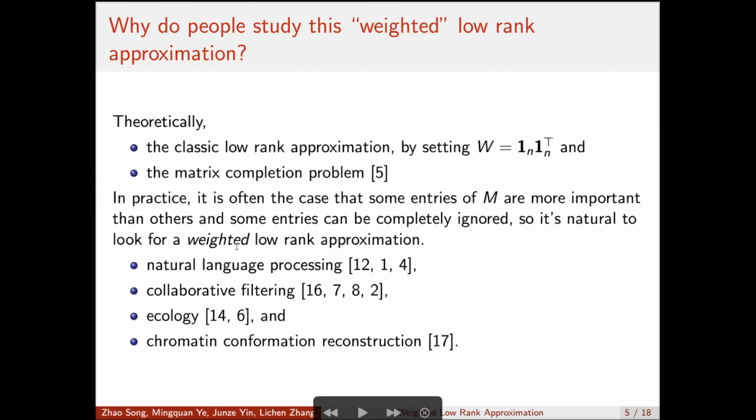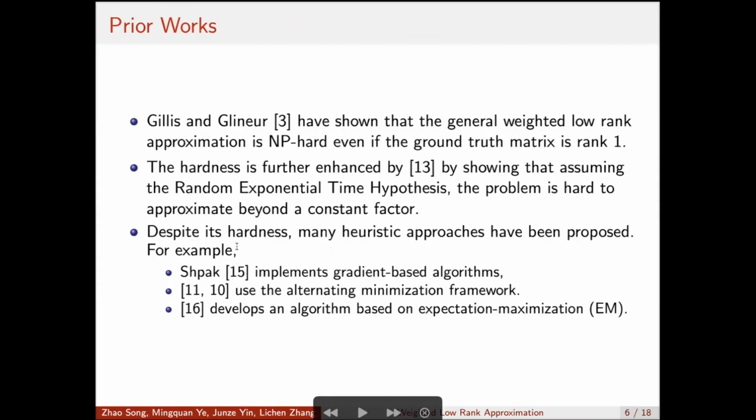And the matrix completion problem, observing a subset of entries of M, is equivalent to picking W as a Boolean matrix. In practice, it is often the case that some entries of M are more important than others, and some entries can be completely ignored. So it is natural to look for a weighted low-rank approximation, for example, in natural language processing, in collaborative filtering, in ecology, and in chromatin conformation and reconstruction.